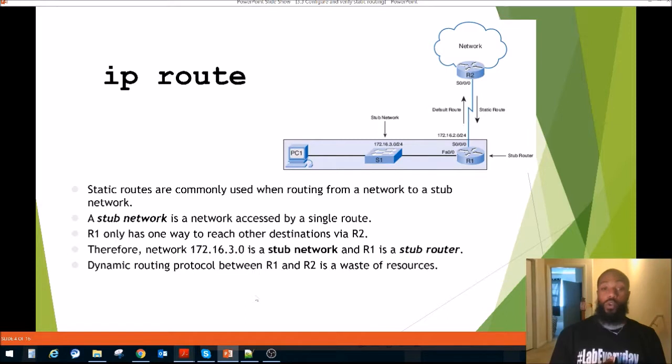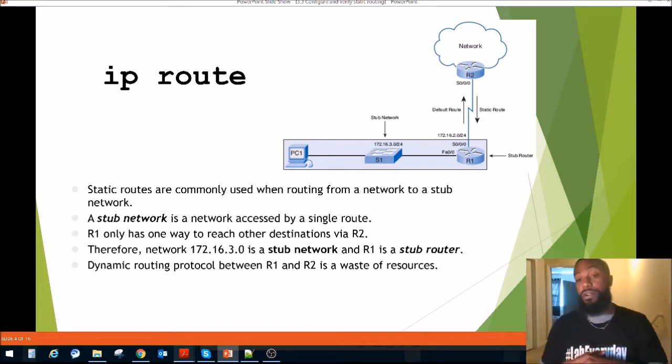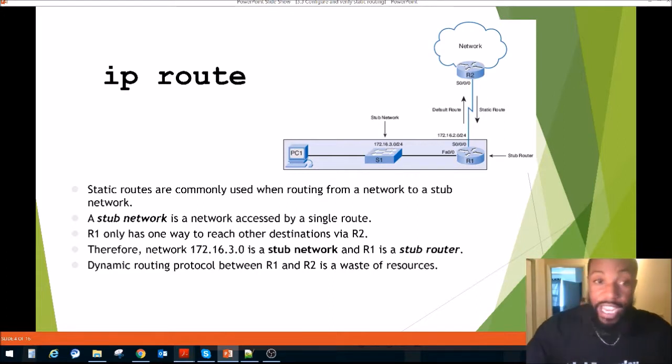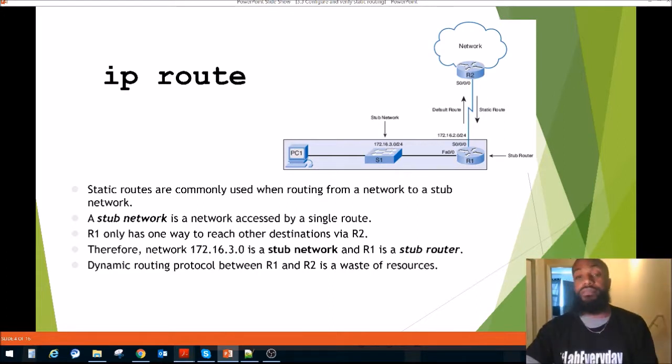A dynamic protocol between router 1 and router 2 would be a waste of resources. You'd be sitting here trying to configure EIGRP or some other routing protocol that could use up resources. OSPF, for example, sometimes uses a lot of resources on your CPU, most of the time if you have a lot of routes or a lot of changes to your network. It would just be a waste, where you could have just typed in one command to get to that stub network, and that's where a static route will come in.